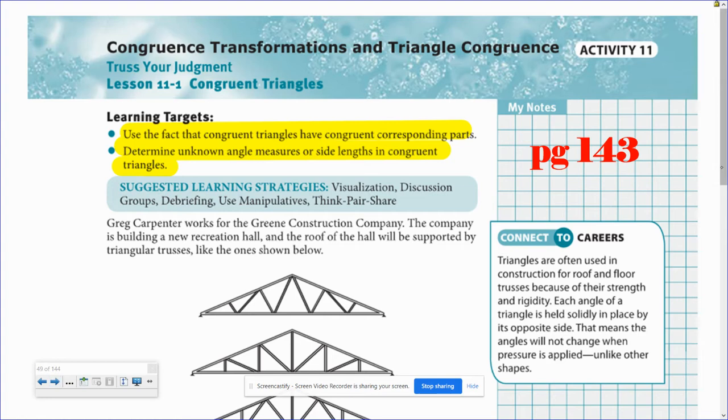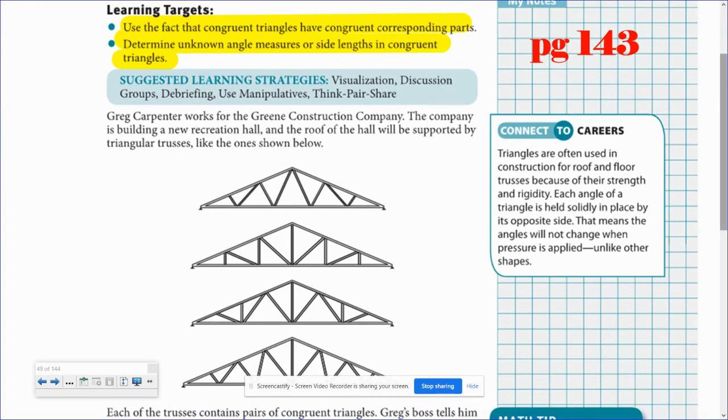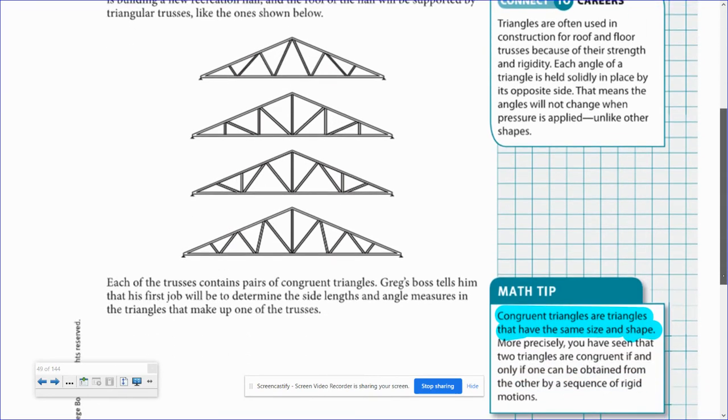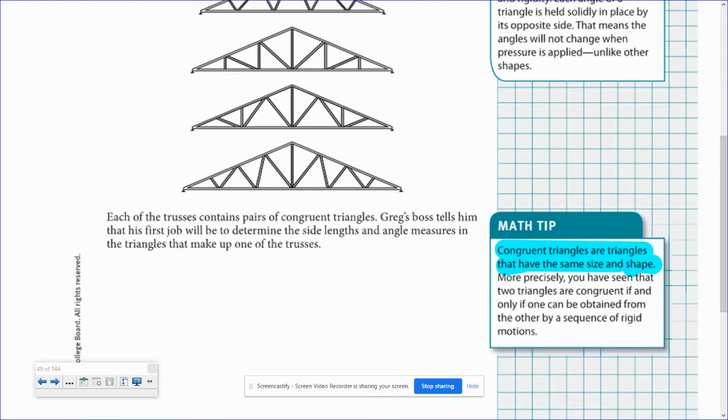So we have this guy, Greg. Greg works for Green Construction Company. The company is building a new recreational hall, and the roof of the hall will be supported by triangular trusses, like the picture shown here. Each of the trusses contains pairs of congruent triangles. So remember, congruent triangles are triangles that have the same size and shape.